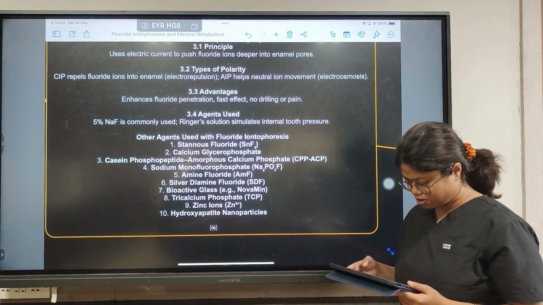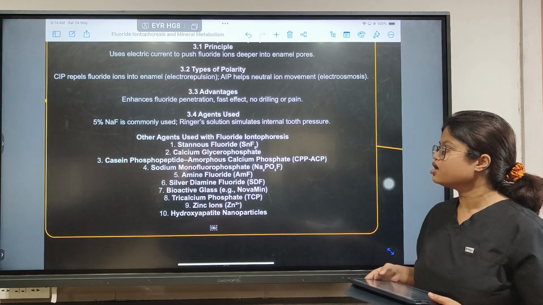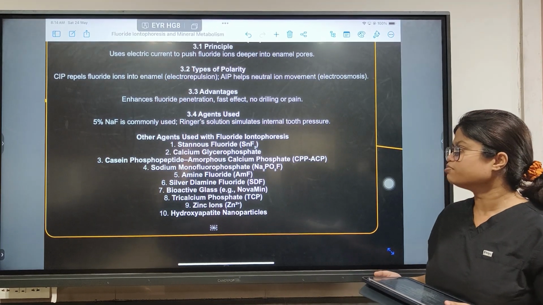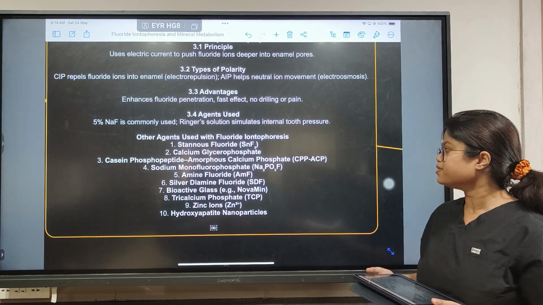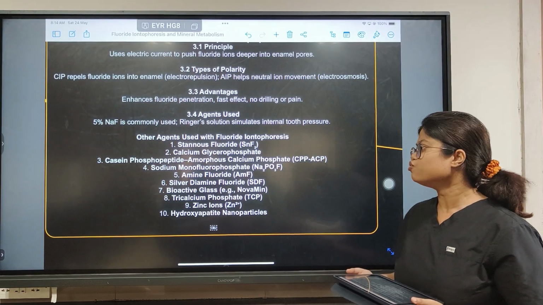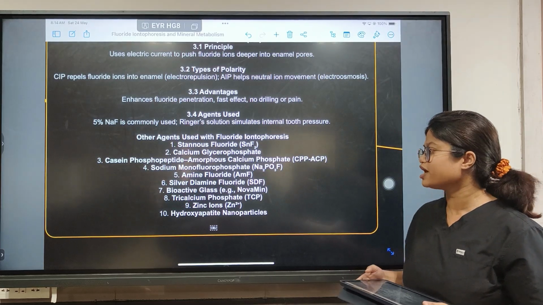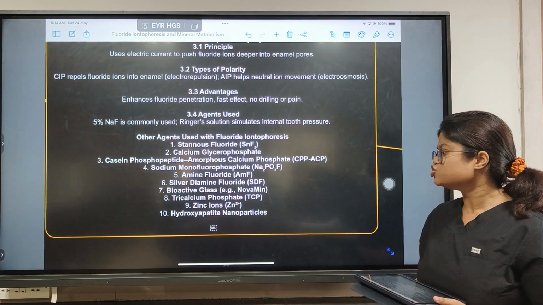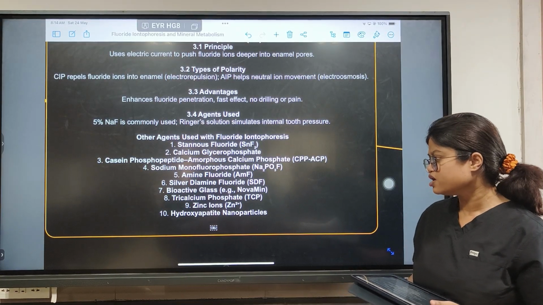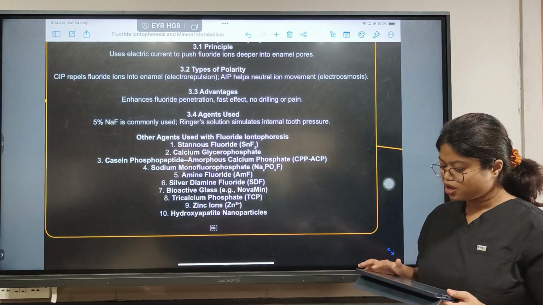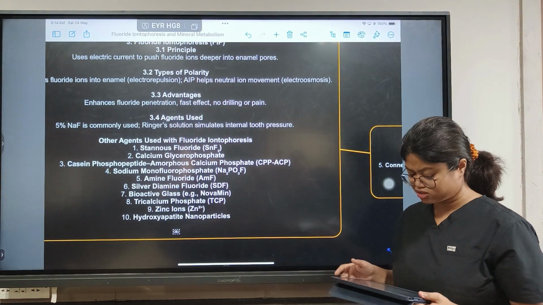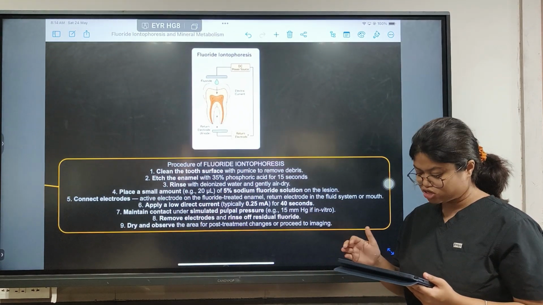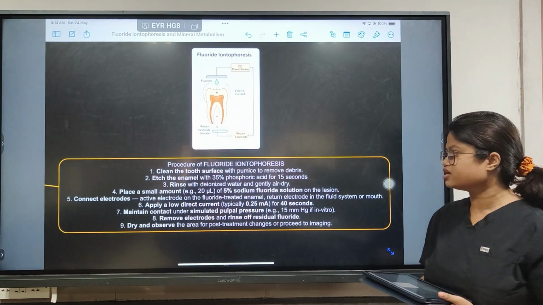Other agents that can be used in fluoride iontophoresis, except for 5% NaF, are stannous fluoride, calcium glycerophosphate, CPP-ACP, sodium monofluorophosphate, amine fluoride, silver diamine fluoride, bioactive glasses, that is NovaMin, and tricalcium phosphate. Zinc ions and hydroxyapatite nanoparticles can also be used. Specifically, research has been done on silver hydroxyapatite nanoparticles. So coming to the procedure, how does this fluoride iontophoresis take place?